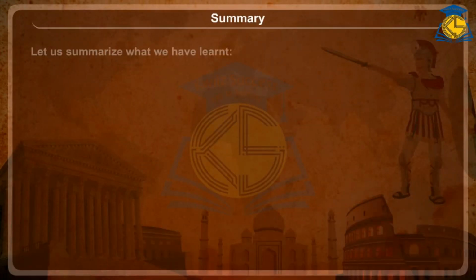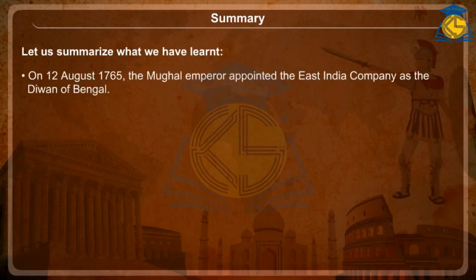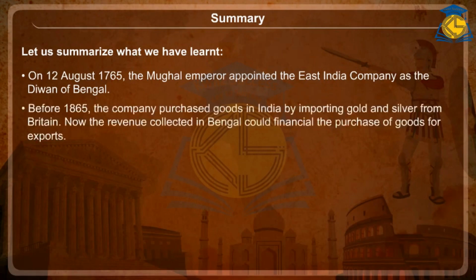Summary. Let us summarize what we have learned. On 12 August 1765, the Mughal Emperor appointed the East India Company as the Diwan of Bengal. Before 1865, the company purchased goods in India by importing gold and silver from Britain. Now the revenue collected in Bengal could finance the purchase of goods for export.